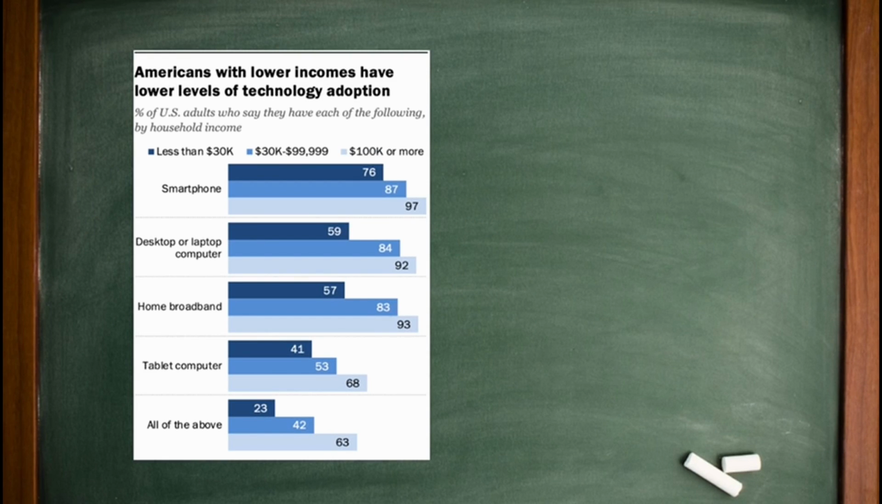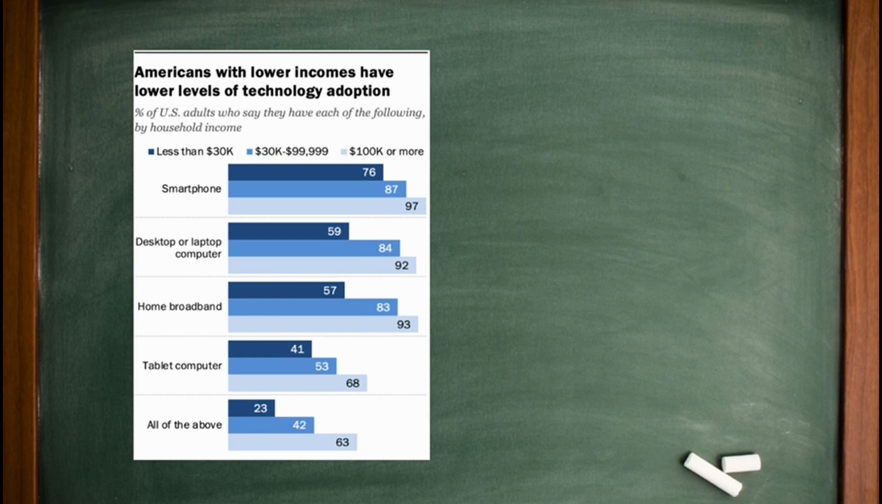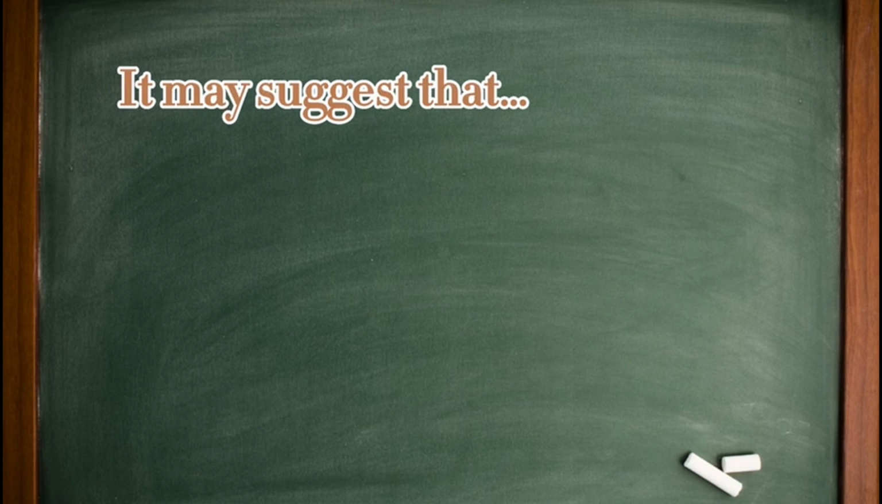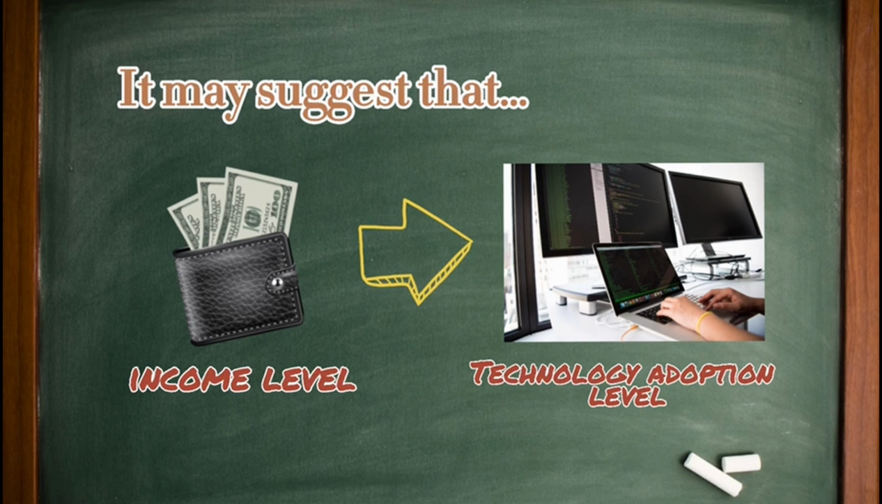According to the survey conducted by Pew Research Center in 2021, generally, the percentage of Americans who have these digital devices are positively related to their household income. This suggests that the income level would affect the technology adoption level, and thus, this is a crucial factor of educational digital divide.